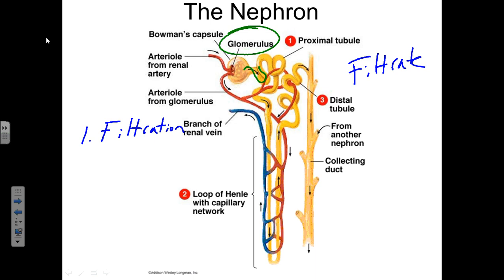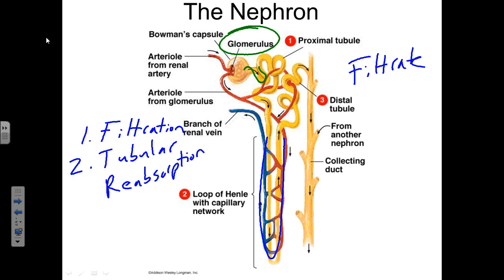And that's where step 2 comes in. What's step 2 of making urine? It's called tubular reabsorption. And reabsorption happens mostly in the first part of this tube, which is called the proximal tubule. And we've been calling it proximal what? Convoluted tube, because it's all curvy. It also continues to happen in this U-shaped part here, which is called the loop of Henle.